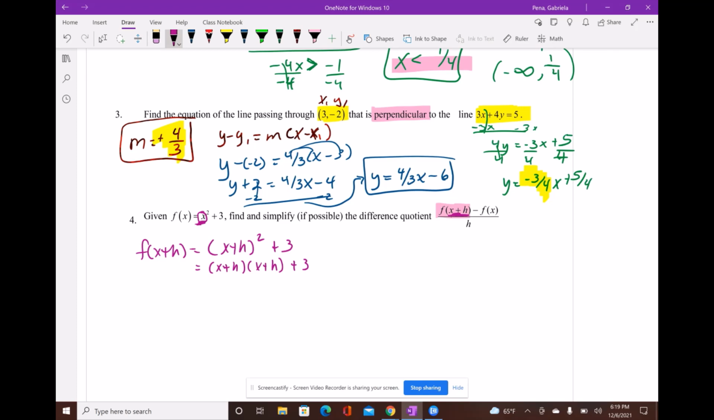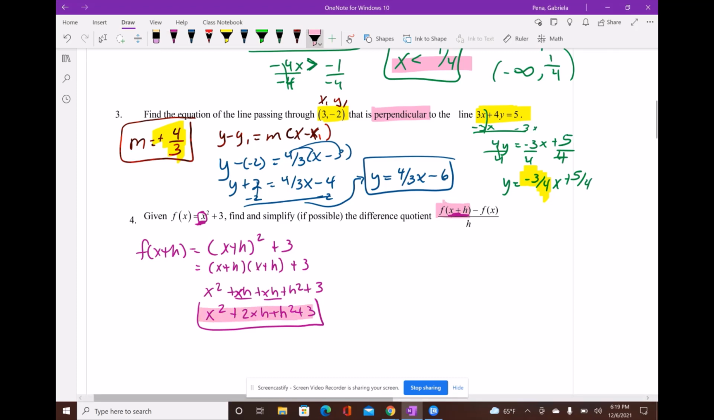We do FOIL. X times x is x squared. X times h, h times x is still xh, and h times h is h squared, plus 3. X squared, these two could be combined. This here is that part right there, the f of x plus h.